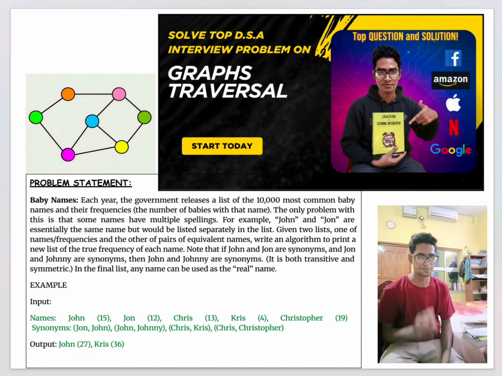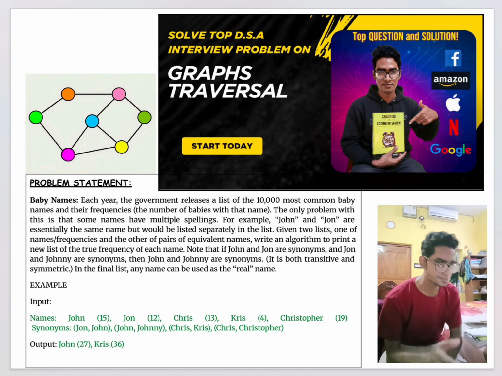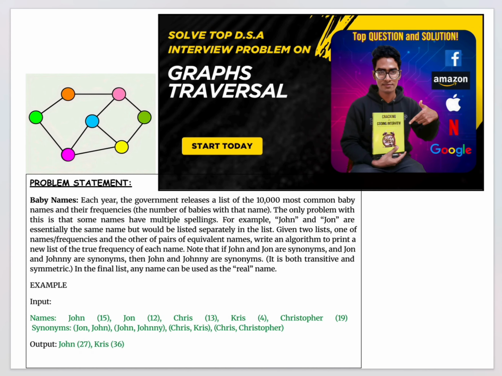Hey guys, just glance at this problem statement on graph traversals. So let's read out the problem statement. Baby names. Each year, the government releases a list of the 10,000 most common baby names and their frequencies, the number of babies with the names.